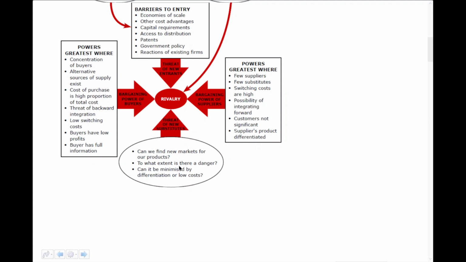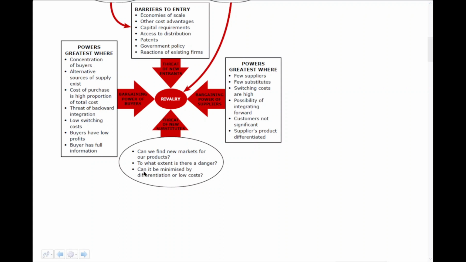So here, second bullet point down, to what extent is there a danger? Are there a lot of substitute products? Because if there are, we have a concern. Obviously, we also have a concern if there are many, many competitor products, but substitutes, remember, is different. Are there many other substitute products? Could customers simply replace our product in some way quite easily? If they can, then this threat is high. We're concerned that makes this market or industry less attractive, less profitable.